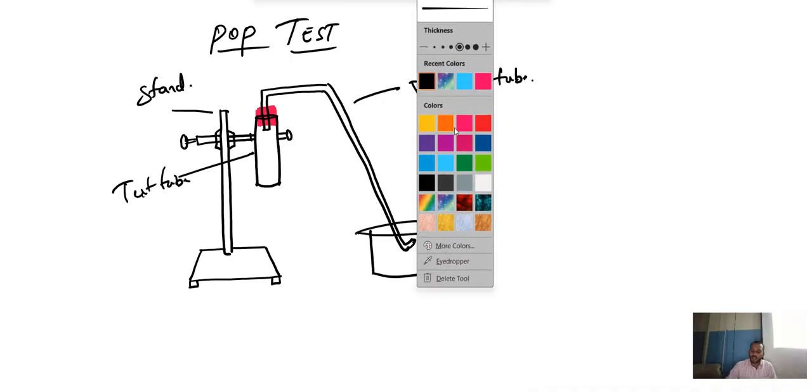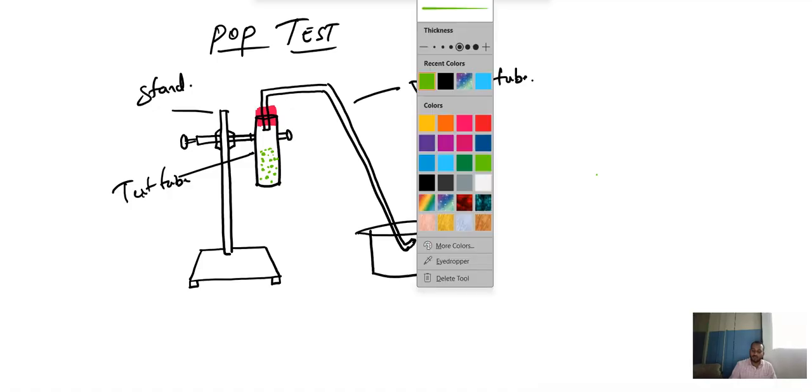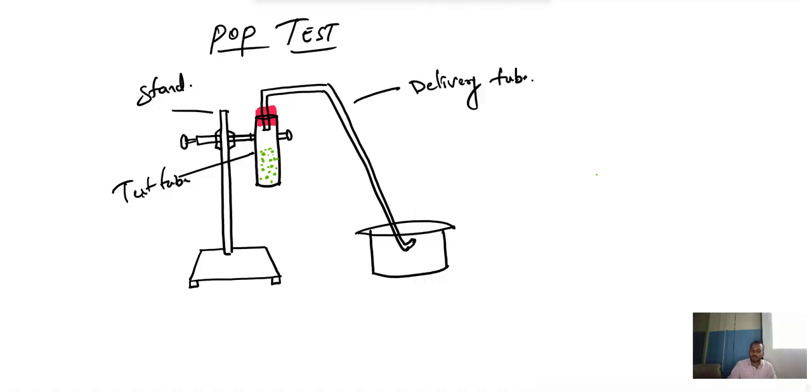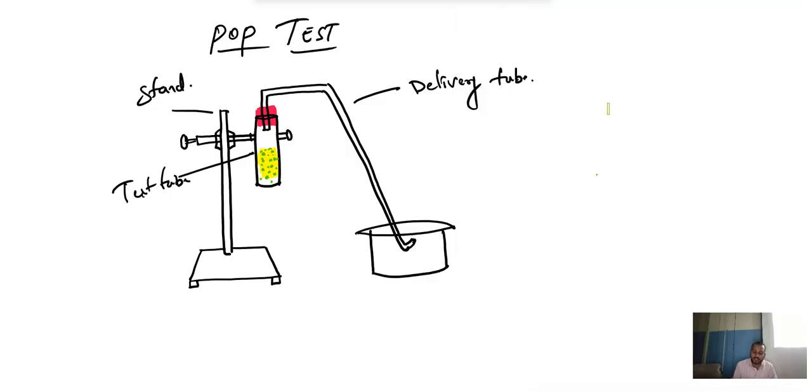Now we'll do the working. In the working part, as you can see, we have taken zinc granules. Can you see these dots? Granules means small particles, small size. Zinc, we have cut it into small pieces. That is granules. Now, these are the zinc granules. Inside this, we are going to fill dilute sulfuric acid. Can you see this yellow color shape? Yes, that is dilute sulfuric acid.